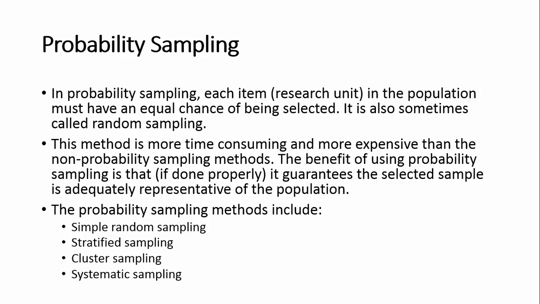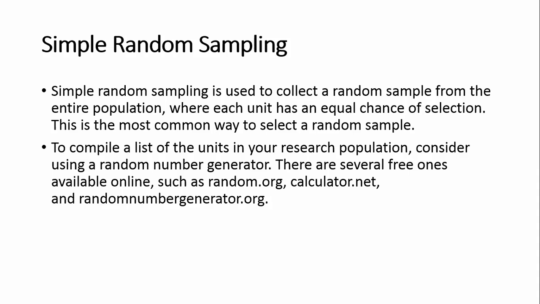The benefit of probability sampling is that if done properly, it guarantees the selected sample is adequately representative of the population. Which means the result produced from the analysis done with such data will be more reliable. The probability sampling methods include simple random sampling, stratified sampling, cluster sampling, and systematic sampling.